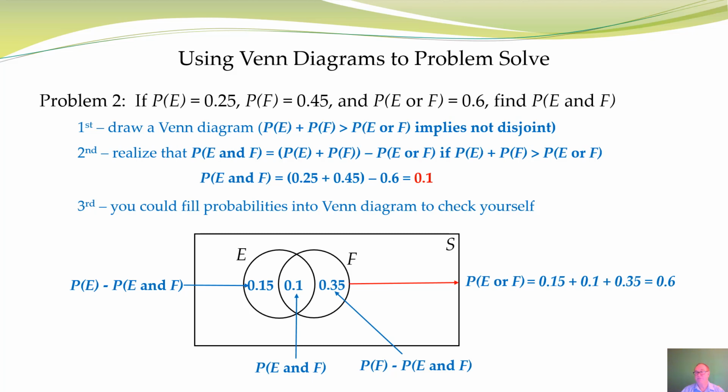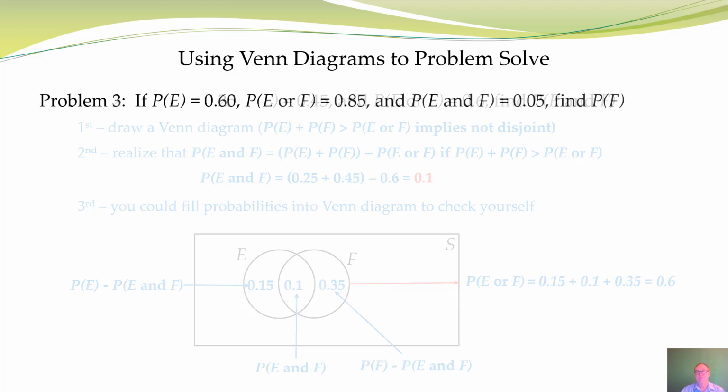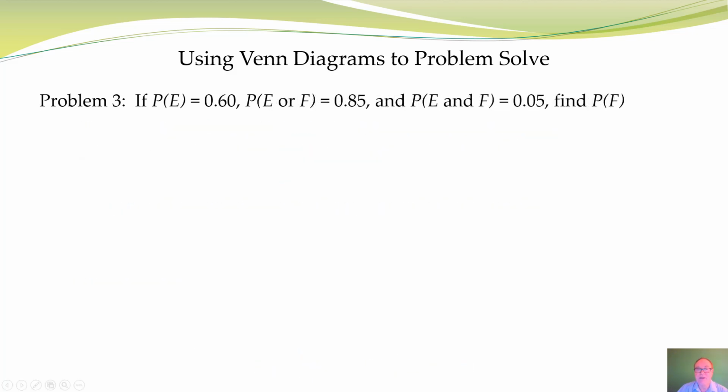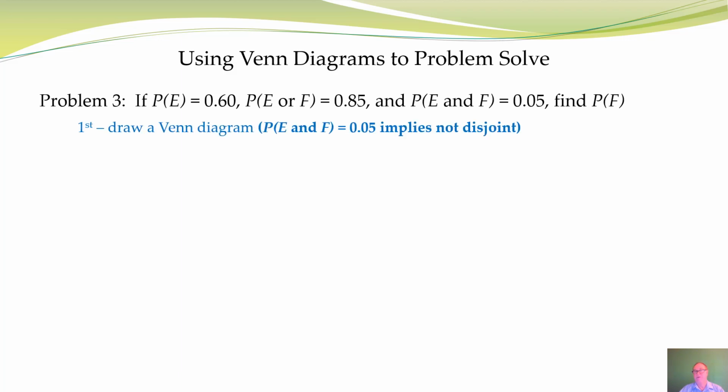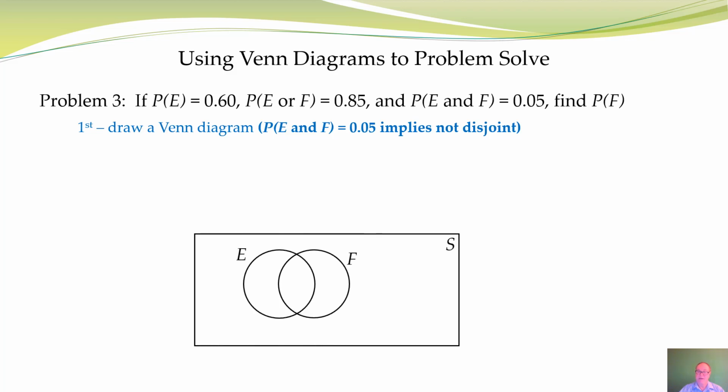Okay. Example 3. If the probability of E equals 0.60, the probability of E or F equals 0.85, and the probability of E and F equals 0.05, find the probability of F. Draw the Venn diagram. The probability of E and F equals 0.05 implies not disjoint, so we draw our Venn diagram with E and F overlapping.